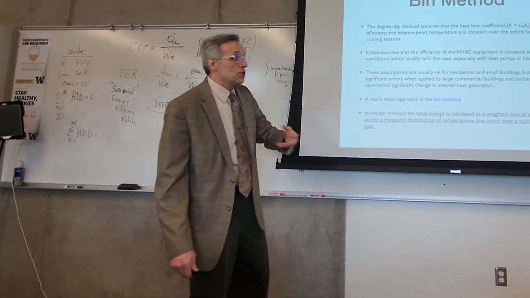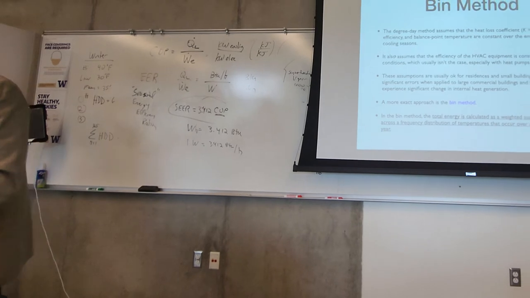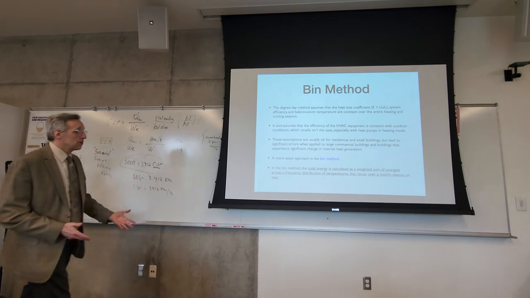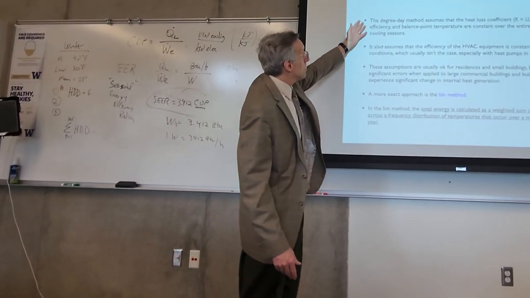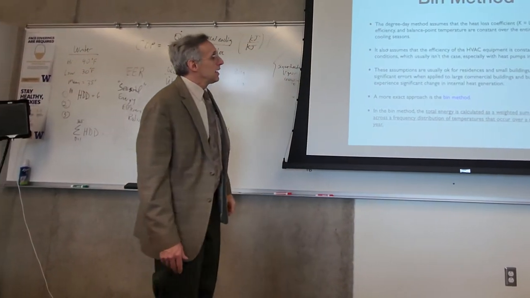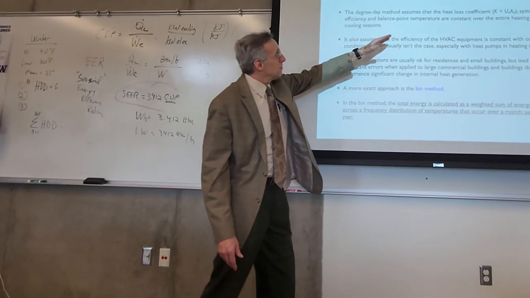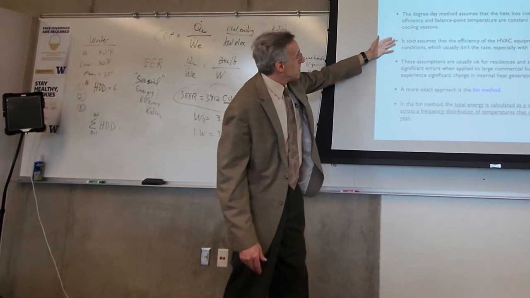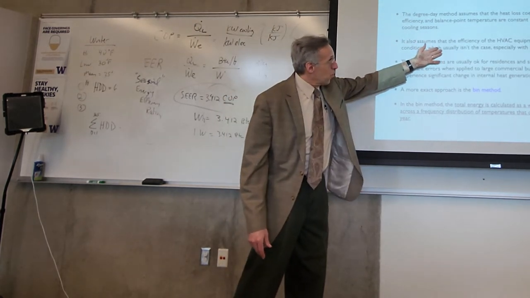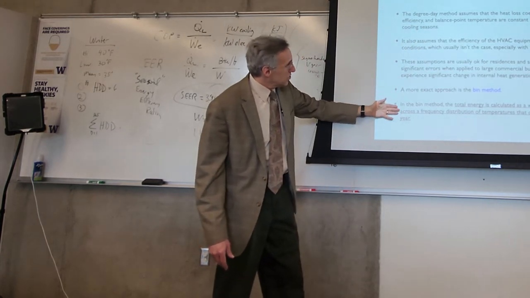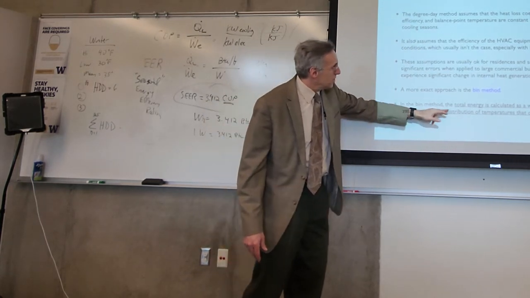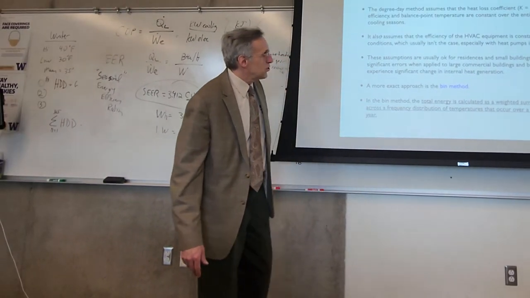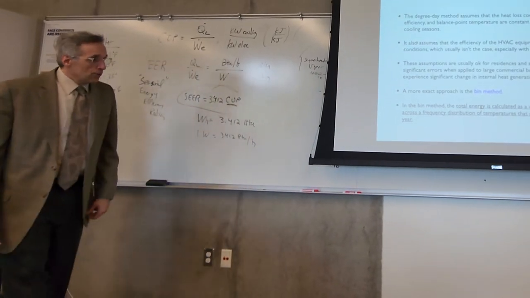All right, so if you want to do something more accurate, and this is what you would do working as an engineer, because you would have the software where this would be automated, you would use what's called the BIN method. This allows you to take into account the specific heat loss coefficient for the building, and variation in efficiency of the equipment as the outdoor conditions change, and so on. In this method, the total energy is the weighted sum of the energy across a frequency distribution of temperatures that occur over a month, season, or year.